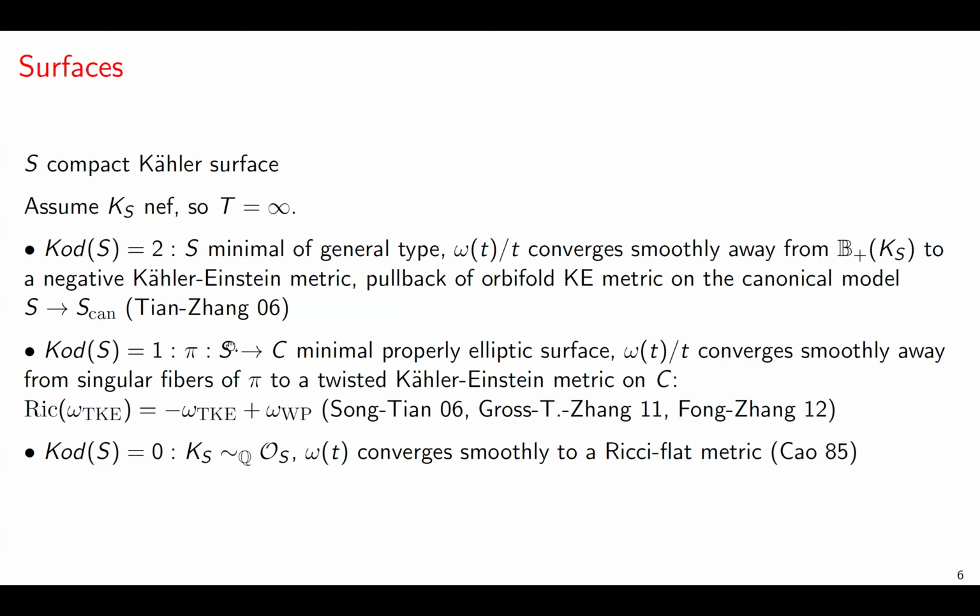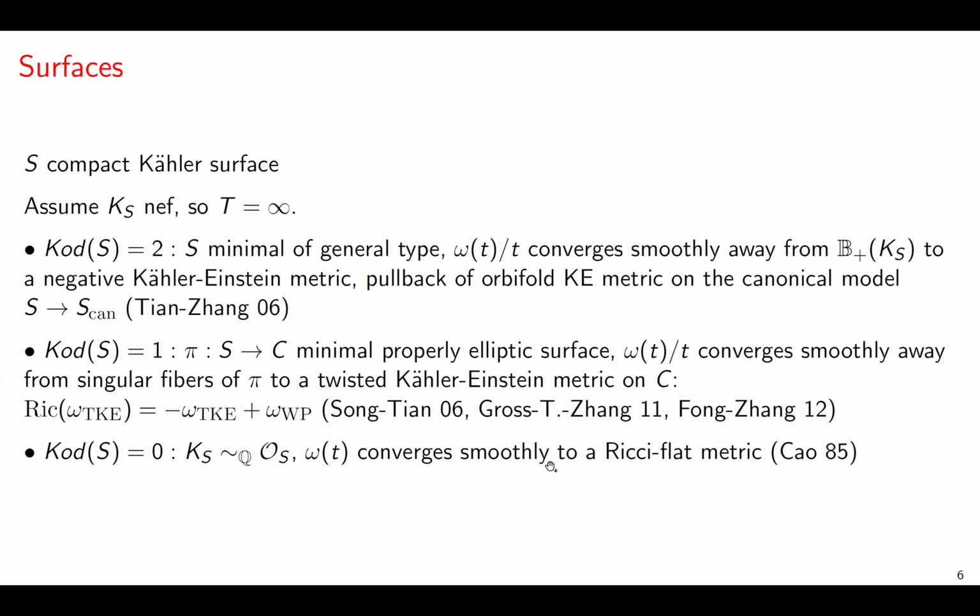The last one, sorry, this was done by Tian and Zhang. There was some earlier work by Tsuji. I didn't put it in the 80s, and it was completed by Tian and Zhang. And maybe also ACDU gets the area here, although I'll mention it later in higher dimensions. And in Kodaira dimension 0, the canonical bundle is actually torsion, and the metrics without any normalization converge smoothly to a Ricci flat Kähler metric.